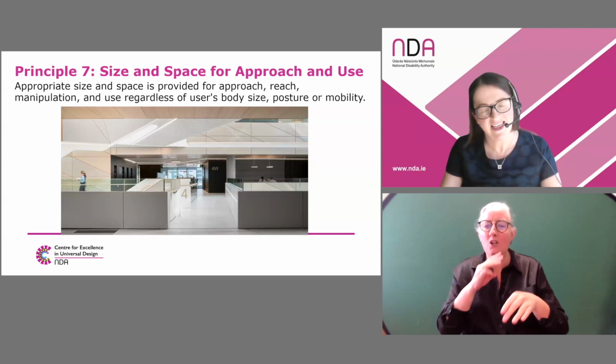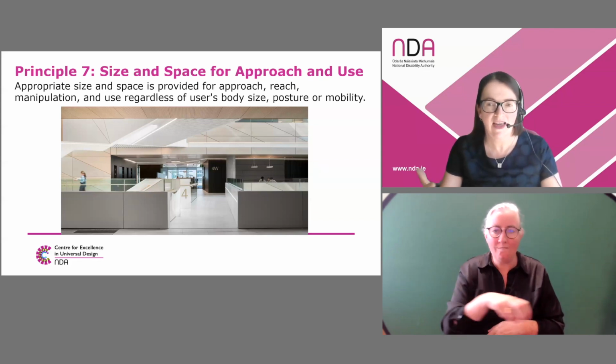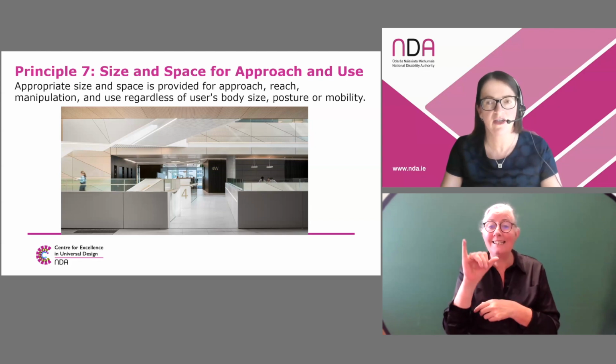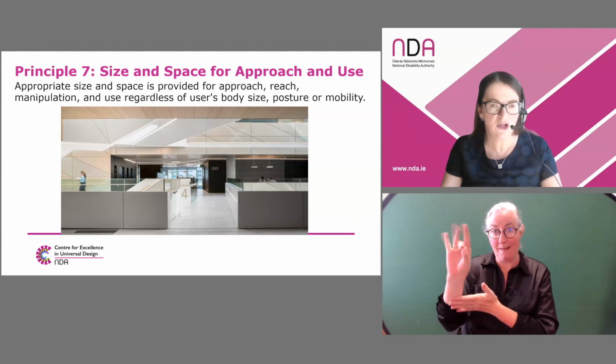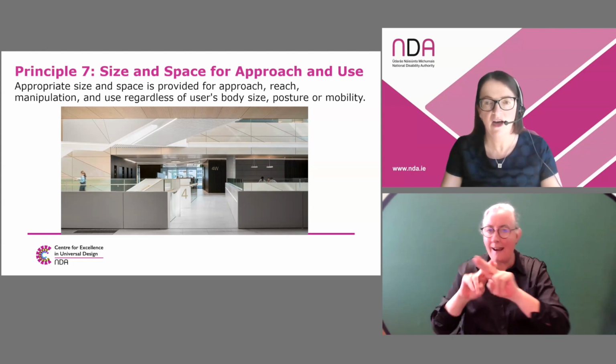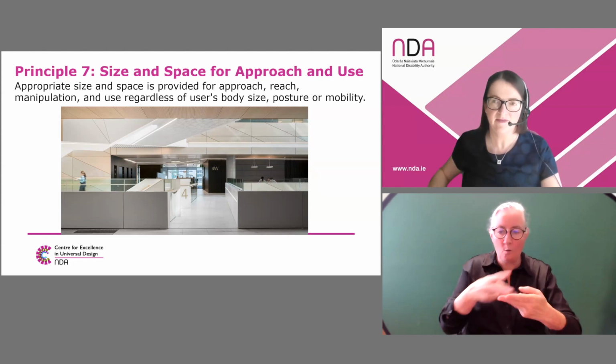What you can't see in this photograph is that the fire extinguishers and the first aid kits in the Central Bank of Ireland are all in recessed cupboards, so they're not creating an obstacle on circulation routes.